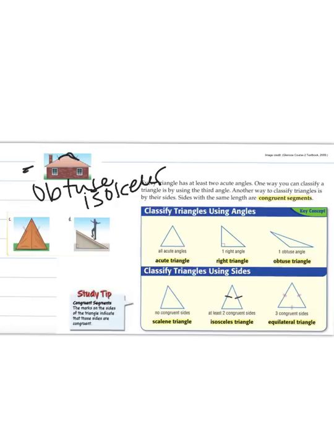This tent here, this angle is less than 90 degrees, so that means it's acute. Again, two sides are the same, so that's going to be isosceles. So it's an acute isosceles triangle.